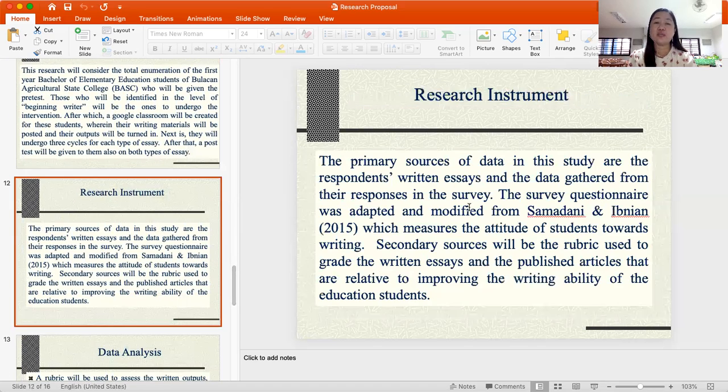For the research instrument, the primary sources of data in this study are the respondents' written essays and the data gathered from their responses in the survey. The survey questionnaire was adopted and modified from Samadani and Ivnian 2015, which measures the attitude of the students towards writing. Now, the secondary sources will be the rubric used to grade the written essays of the students and the published articles that are relative to improving the writing ability of the education students.